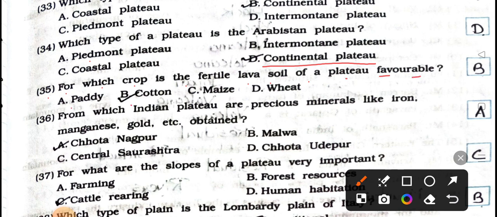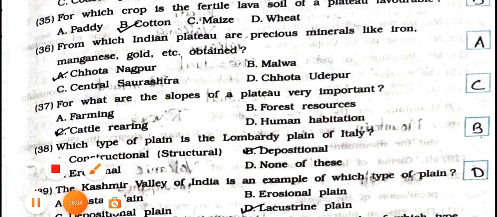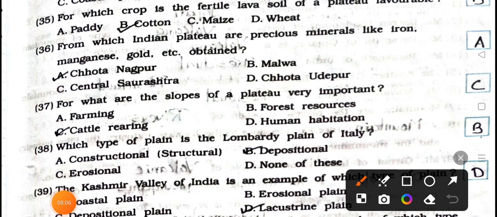Number 35. For which crop is the fertile lava soil of a plateau favorable? A. Paddy. B. Cotton. C. Maize. And D. Wheat. Answer is option B, Cotton.